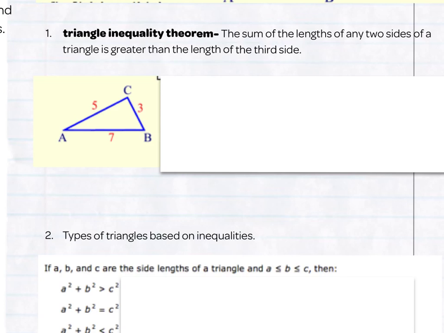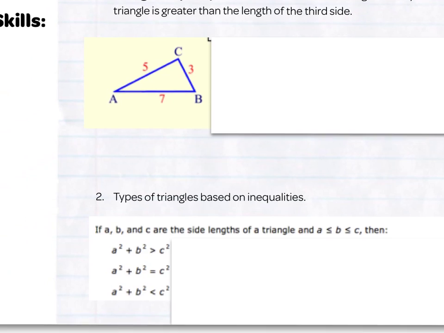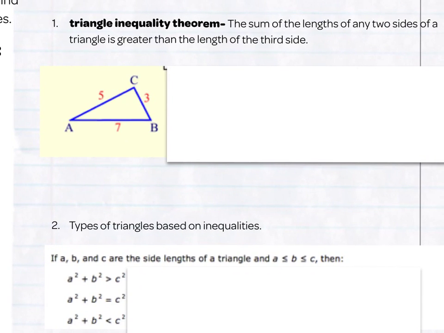So we're going to talk about the triangle inequality theorem today. The triangle inequality theorem is really kind of cool. It says that the sum of the lengths of any two sides of a triangle is greater than the length of the third side. We have a triangle, again triangle ABC, and we're going to write down what this theorem says in words for each side. If I take side AC and add it to side CB, this theorem says that when we add these two sides together, they have to be greater than AB. So let's test this out.